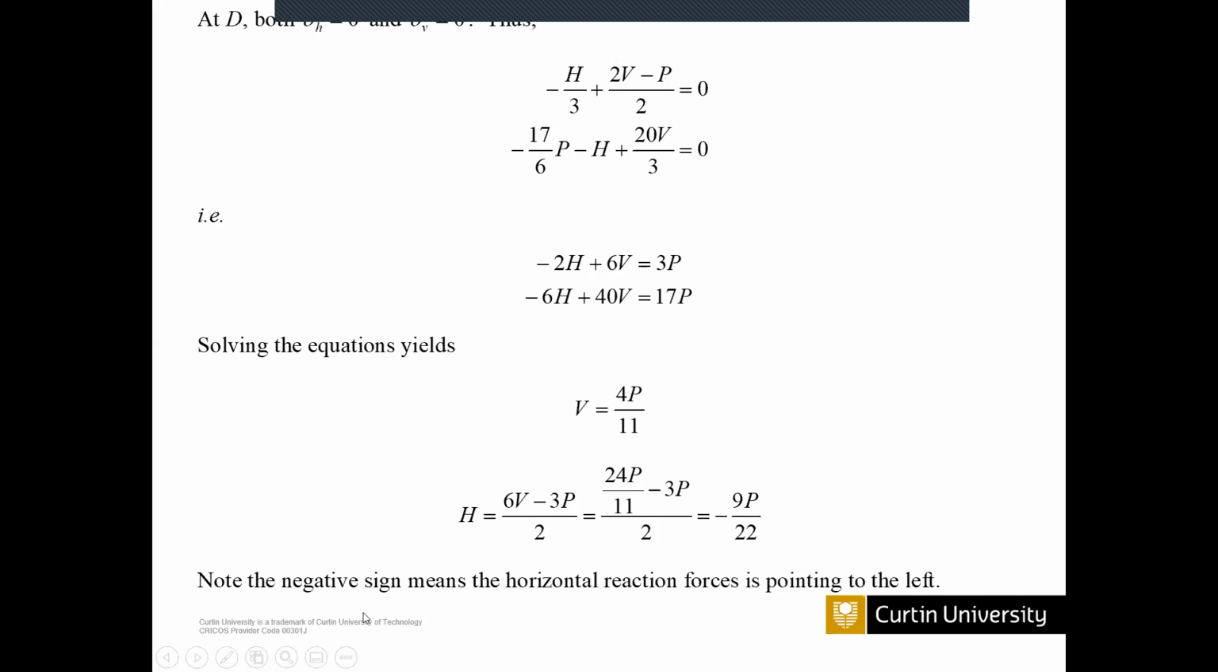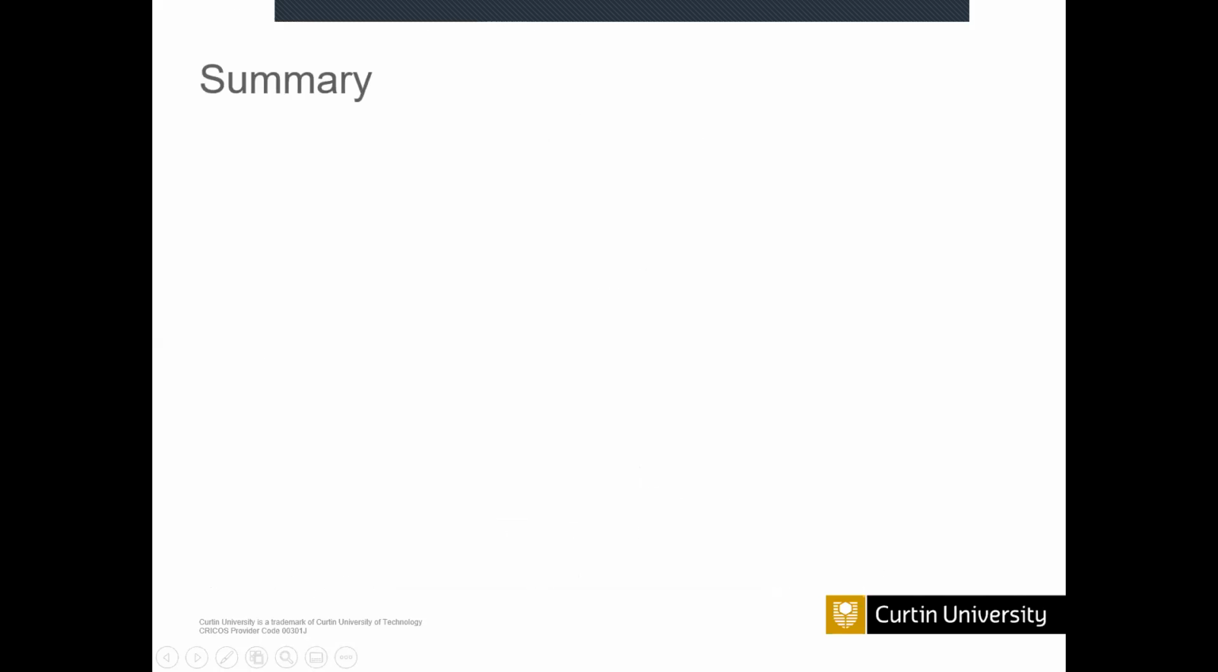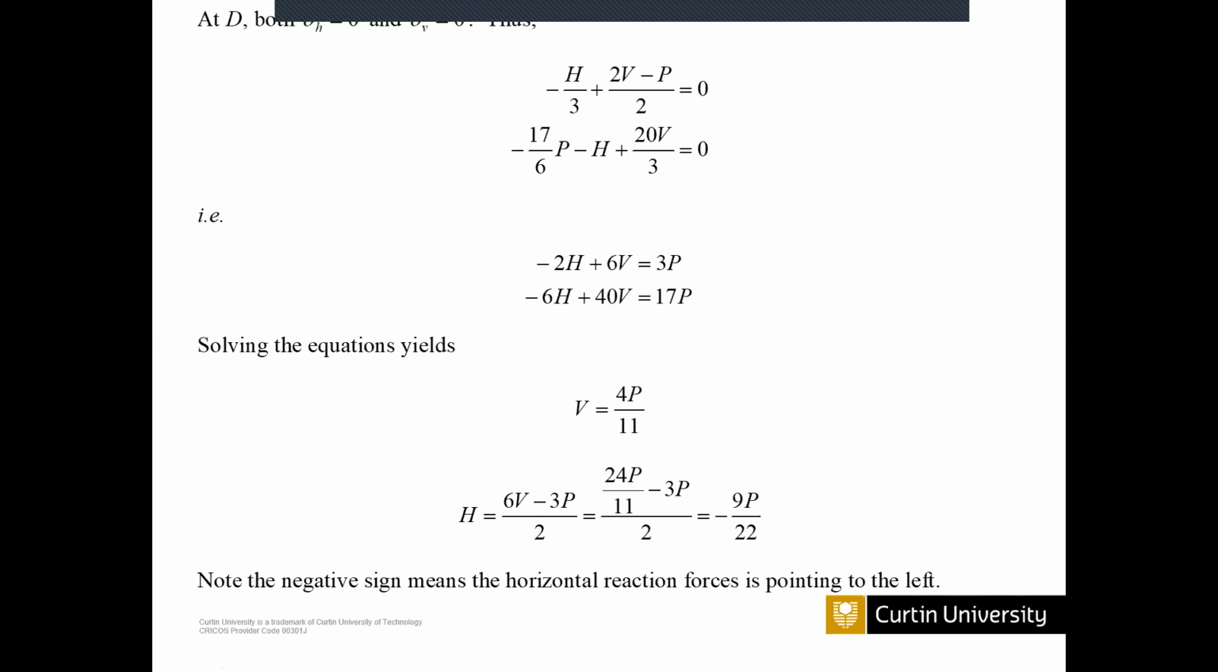As I told you, if you get a negative sign, as you can see here they got a negative sign for H, that means H should be in the other direction. Any questions? These are the deeper things you can expect in the exam. Finding the reactions and introducing a dummy load and distributed load all together can be there. Any questions?